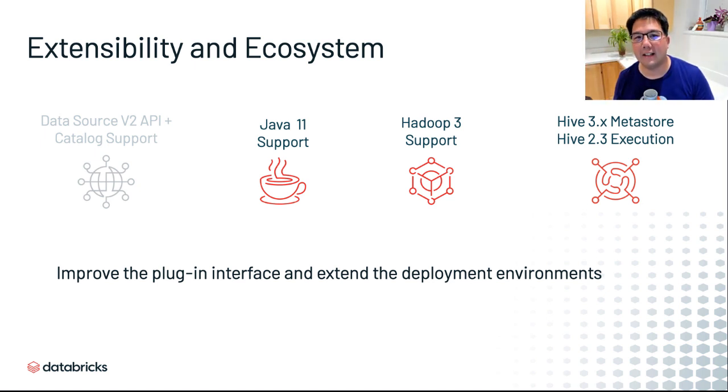All right. In addition to Hadoop 2.7 and Hive 1.2 and Hive 2.3 support, Spark 3 supports Hadoop 3.2 and Hive 2.3, which supports Java 11. As well, Spark 3.0 supports Hive Metastore versions from 0.12 to 3.1. All right.